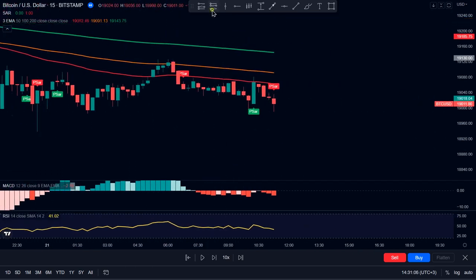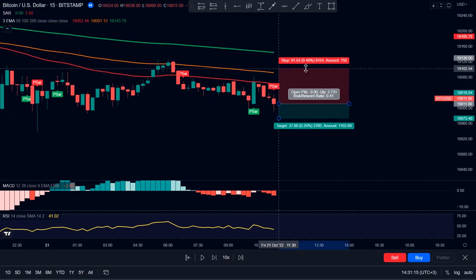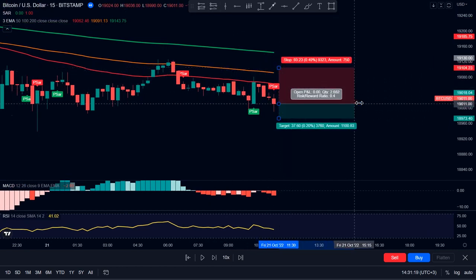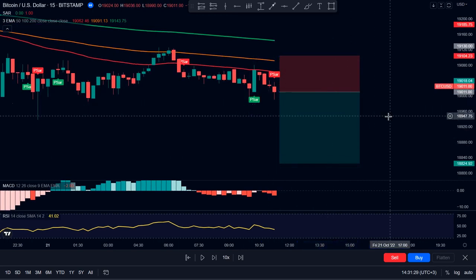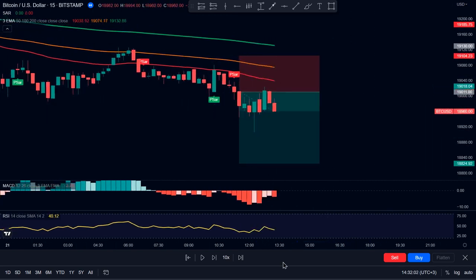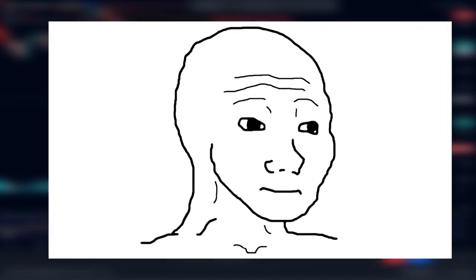We enter a short trade here, set our stop loss above the most recent swing high. And for the take profit, we're gonna set it at 2 times the risk. We let this trade run and full TP. The most important question now is, how exactly does this strategy perform in different market conditions?